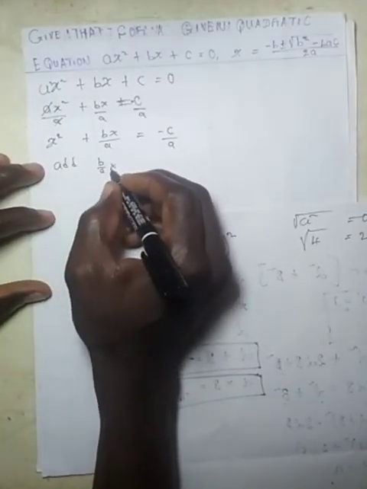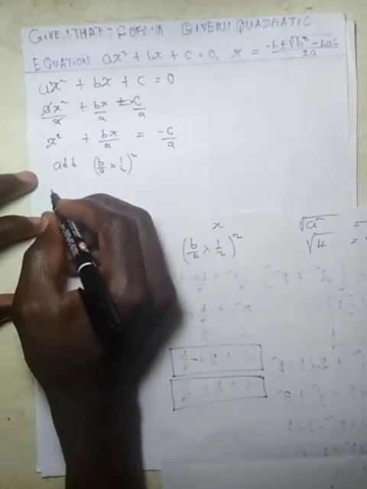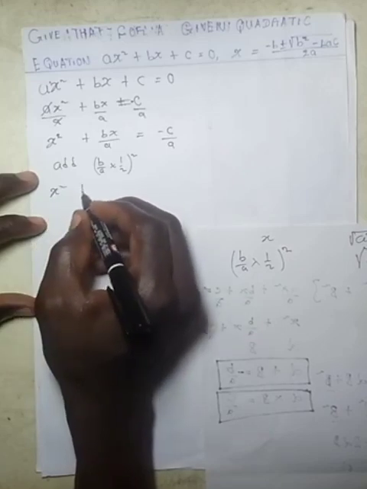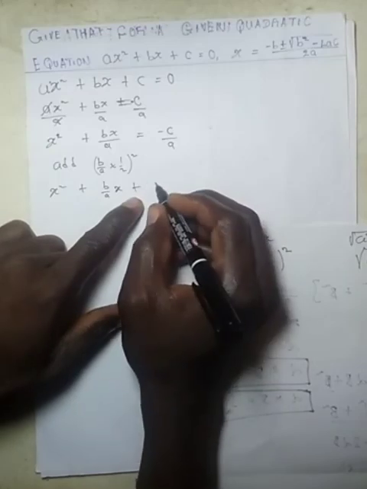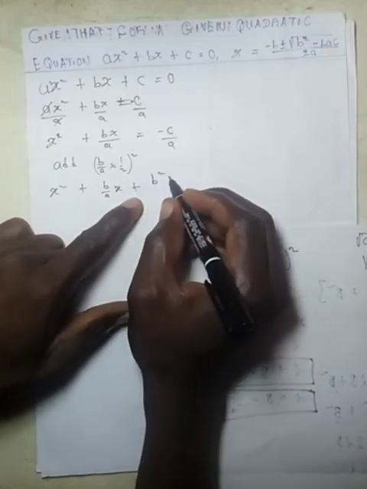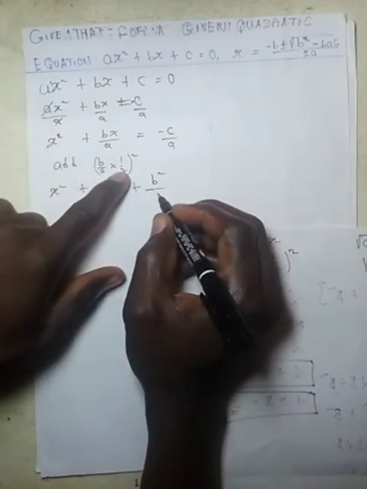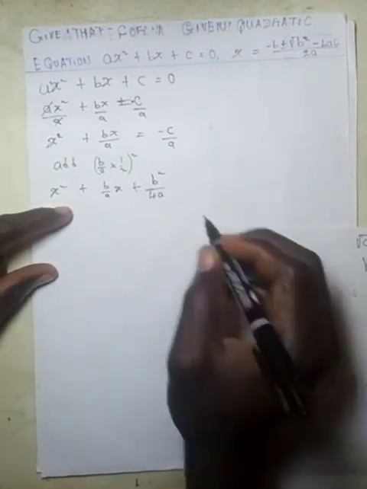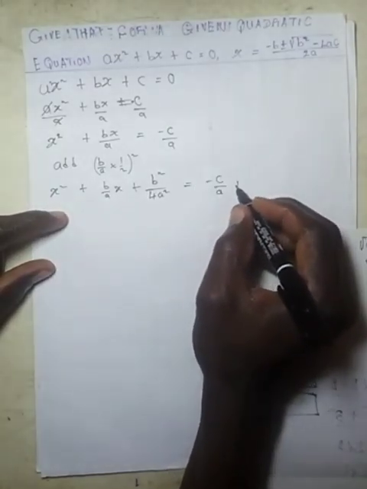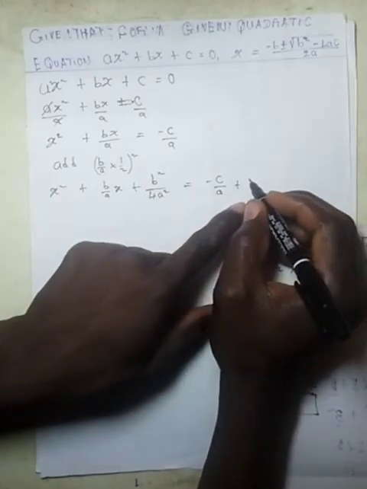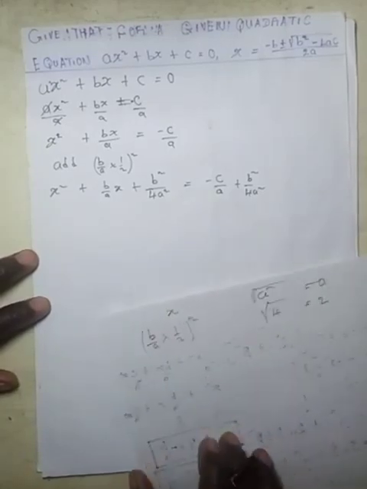So we say add b over a times 1 over 2, squared, to both sides. Now we will get x squared plus b over a x plus, if you are adding it to this side, we are getting b squared, that's b raised to power 2, all over a times 2, which will give us 2a. 2a squared will give us 4a squared. Everything will be equal to minus c over a plus, we add it to this side to balance the equation, b squared all over 4a squared. Now let's move on.